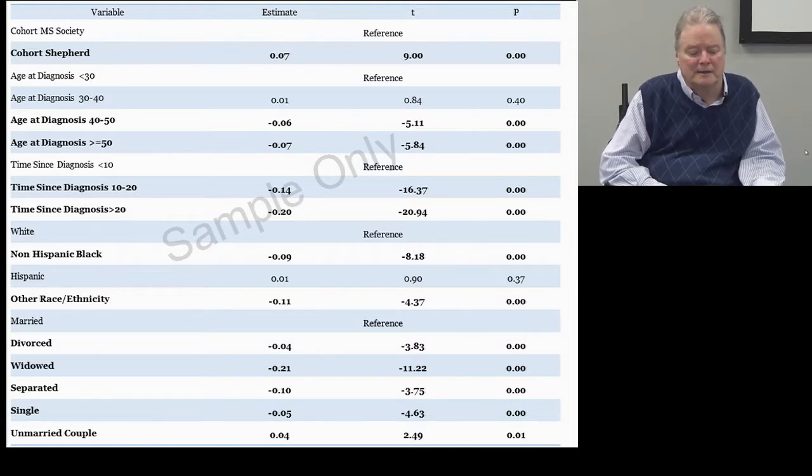So in terms of marital status, the best outcomes are for those who are married, the worst for those who are widowed. Next slide.